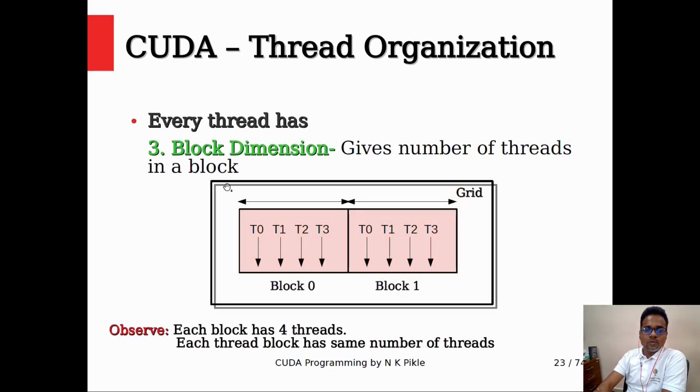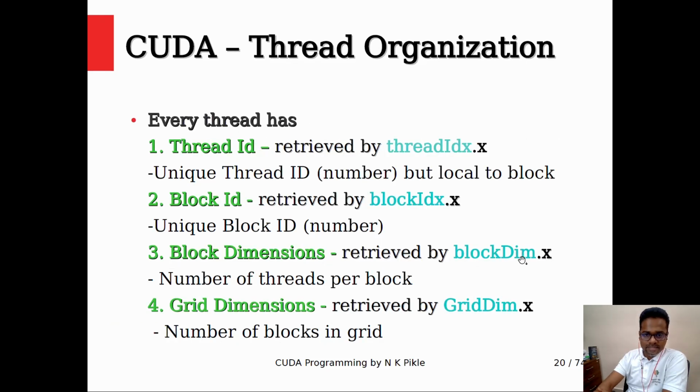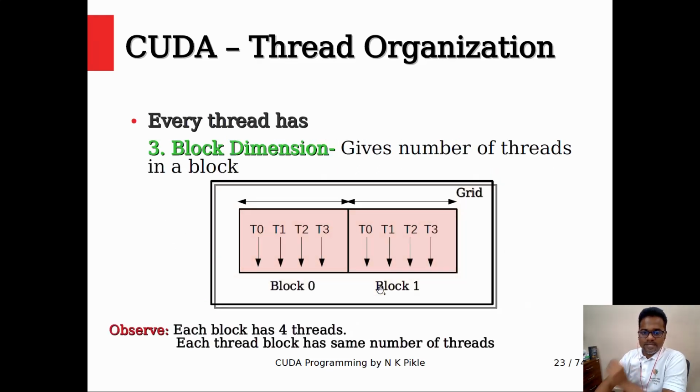Then if I want to find out the total number of threads in a given block, for that I can use blockDim.x. This will give me the total number of threads per block. And you can observe here all the blocks have the same dimension in a grid. So we cannot have block 0 with 3 threads and block 1 with, let's say, 4 threads in a grid. Inside a grid all blocks have the same number of threads, and that can be retrieved using blockDim.x.